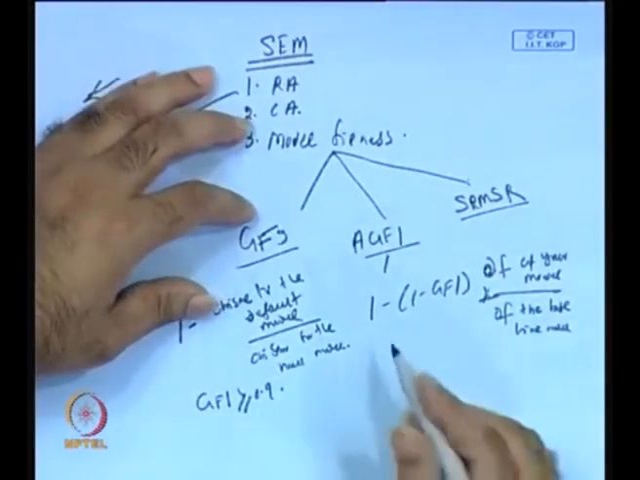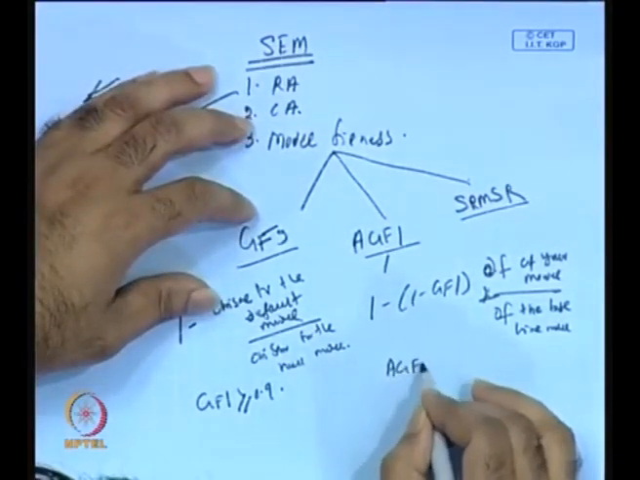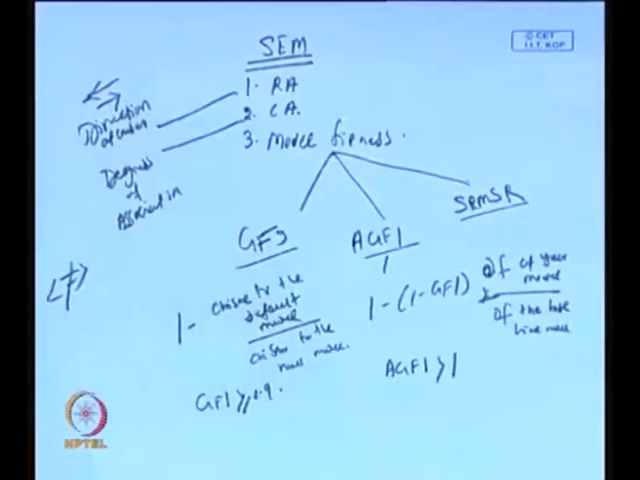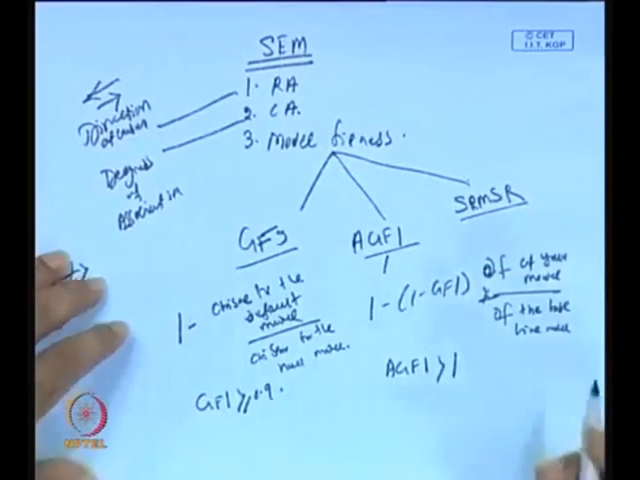If AGFI is greater than or equal to 1, it means the model is a perfect fit. Means model perfectly fit if it is greater than 1. Then if it is less than 0, then the model is poorly fit. So that's why you have to be careful how you find this out.